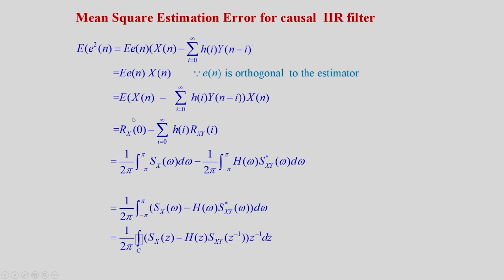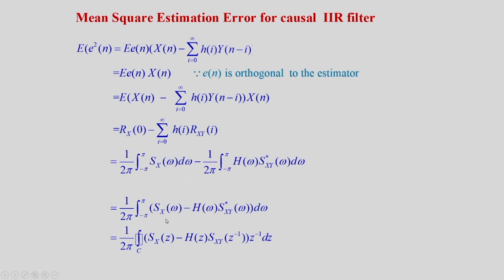In terms of the transfer function, we can get it in the frequency domain. Rx(0) is equal to 1 by 2 pi integration of Sx(omega) d omega from minus pi to pi, minus 1 by 2 pi integration from minus pi to pi of H(omega) into Sxy star(omega) d omega. So, this is the expression for the mean square estimation error, which we get by applying the inverse DTFT.